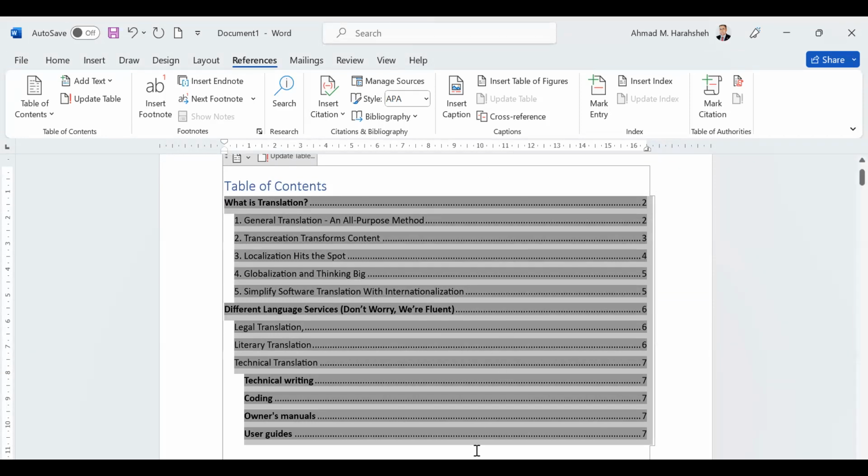The page numbers changed. Do you have any questions? Did we understand how to make the table of contents? No questions? Good.